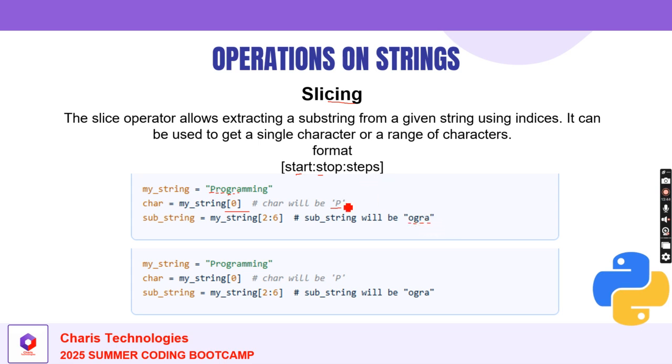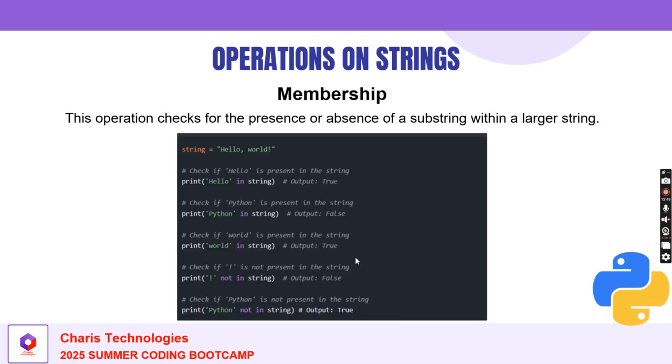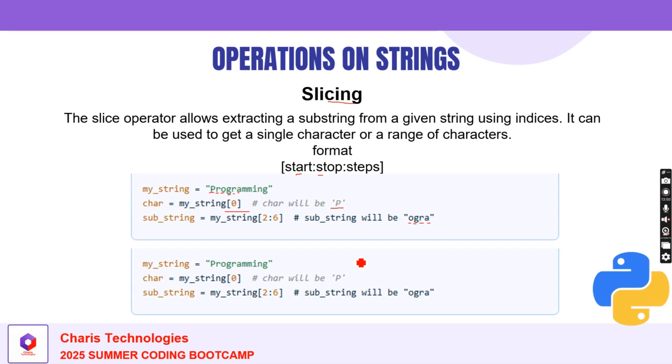And then you can count steps also. Okay, you can count steps. So you can start from 2, end at 6, but then you can be skipping 2 steps. We will try that by the time we enter our coding environment.